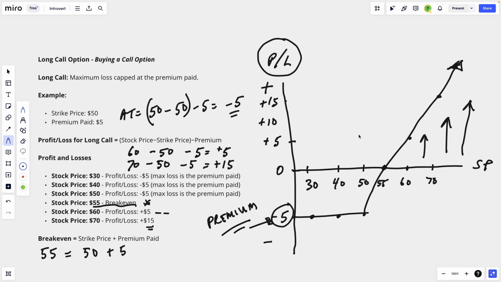So this is the profit and loss diagram. And again, mine's a little crooked there. When you see them on other presentations, they're nice and straight. It's going to show you the max loss, and then up and to the right for a call option.